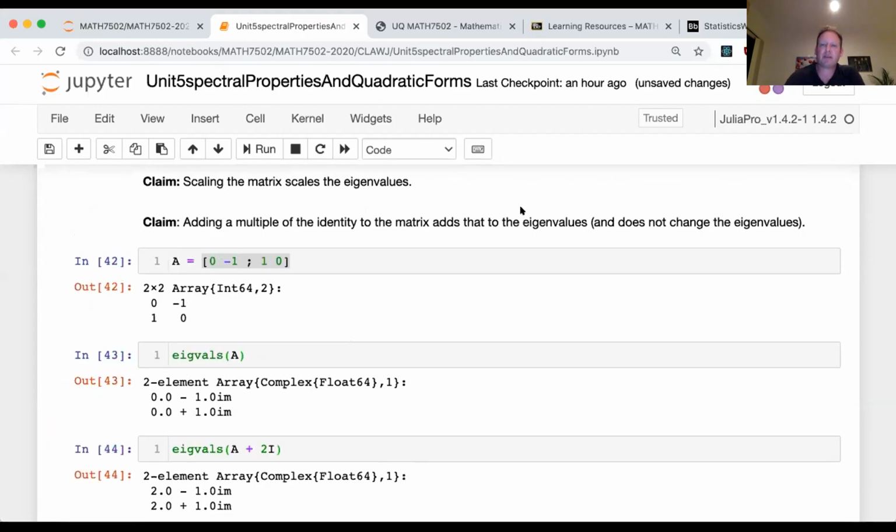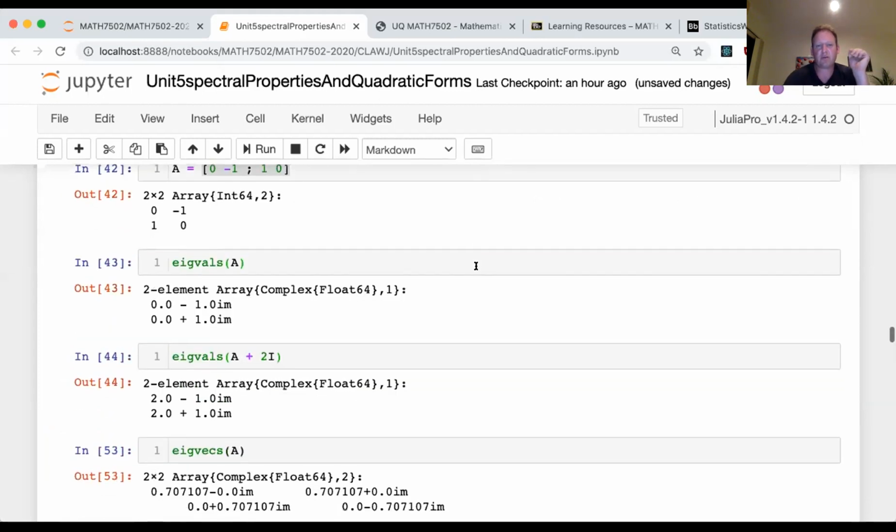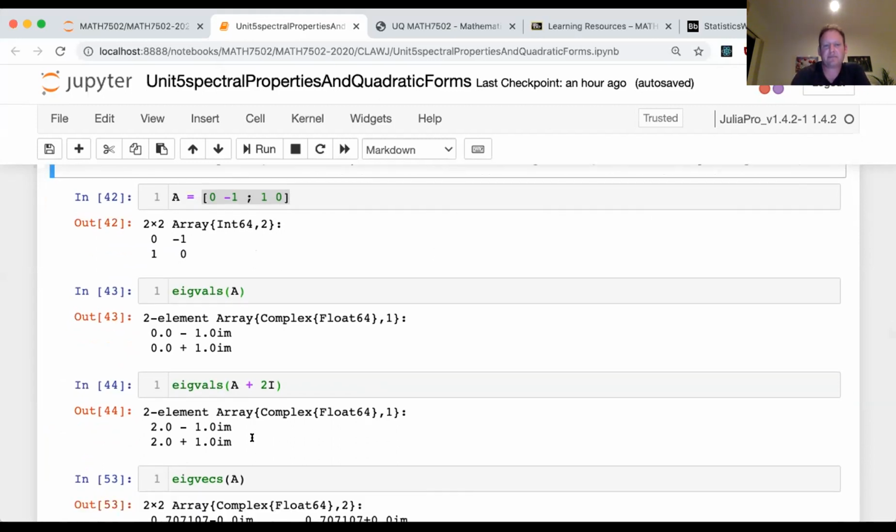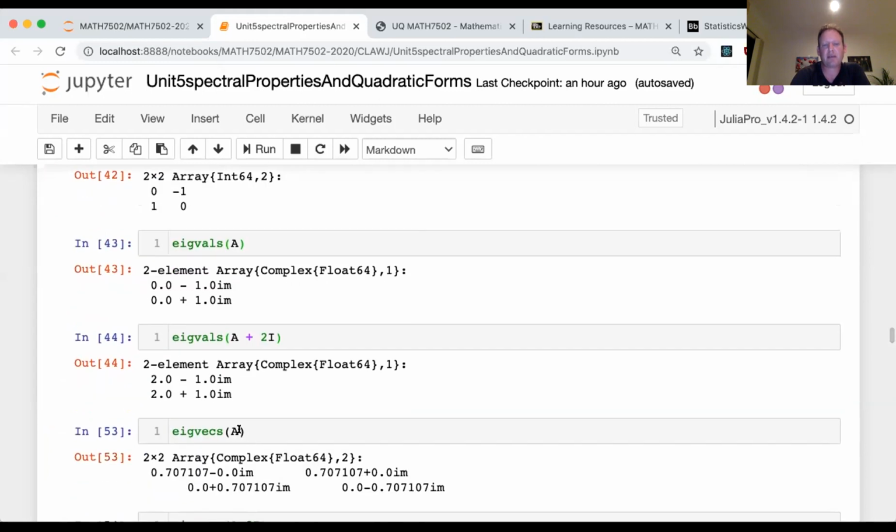Whatever I'm not proving, I suggest you try to prove, and this is the type of thing that might be a small little quiz question. Okay, so you can scale the diagonal and still know exactly what happens to the eigenvalues. That's kind of good, and you get the same eigenvectors.